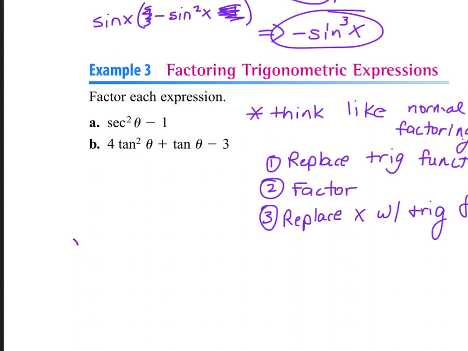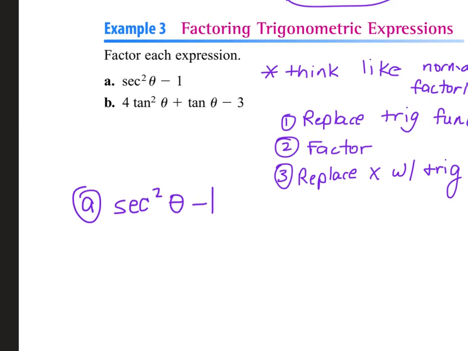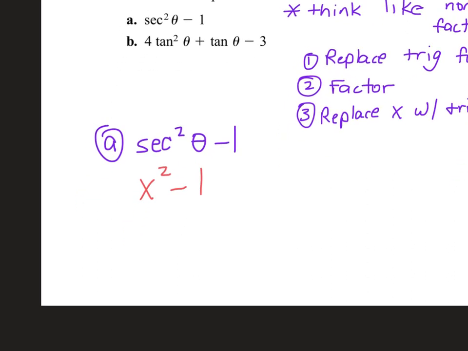My first problem is secant squared of theta minus 1. I don't have any equal signs or anything like that, so I'm not solving this, I'm just simplifying. So I'm going to replace secant squared theta with x. So this is the same as x squared minus 1. You see what I did? I just took that whole trig thing and replaced it with an x, just so I can see it. Now, if I was going to factor this, what would this factor into? X plus 1, x minus 1. You guys agree?